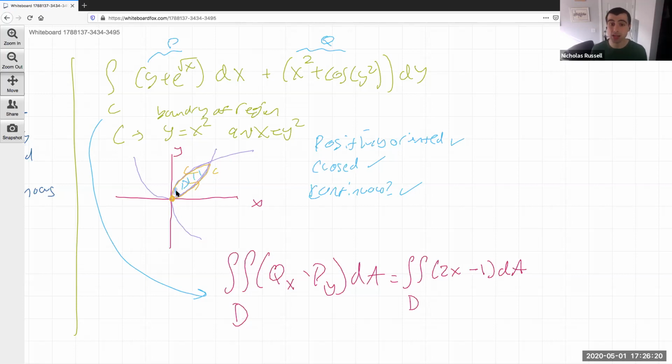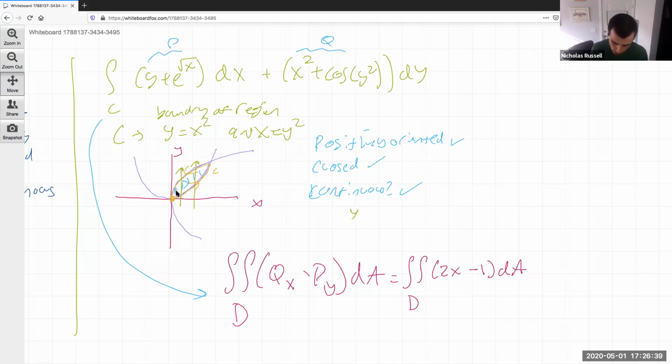And so now we're back to 15.2. We just need to find the bounds for this. So let's try to do this then. What are the bounds here? You can do this in either a type 1 or type 2 region, because it can work either way. I'm going to integrate with respect to y first. That just seems reasonable to me.